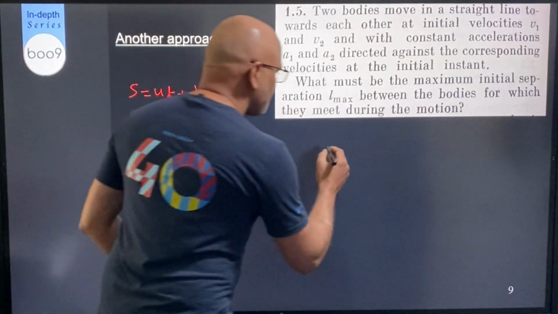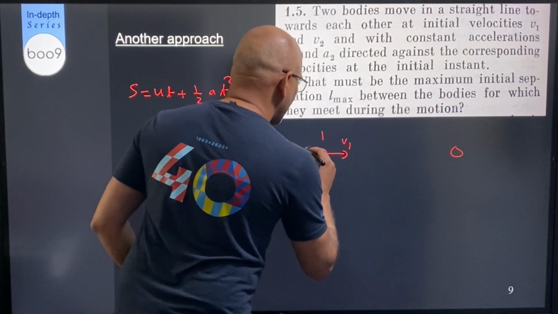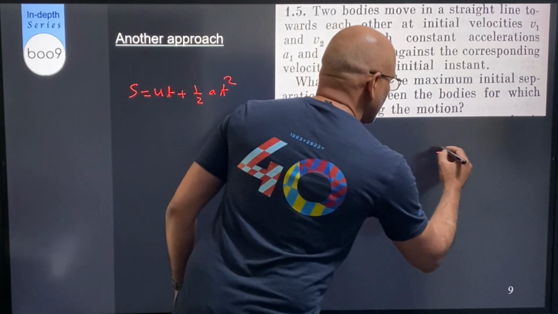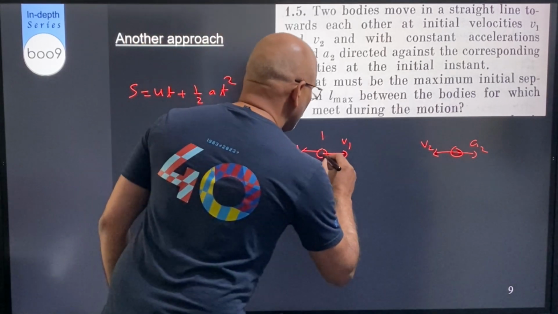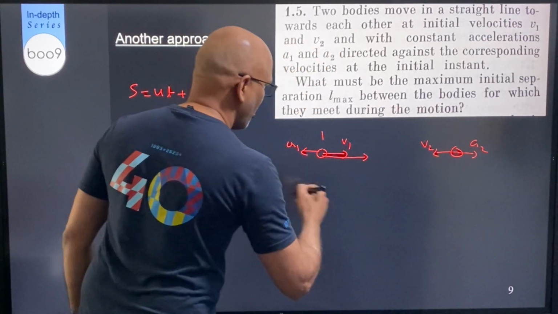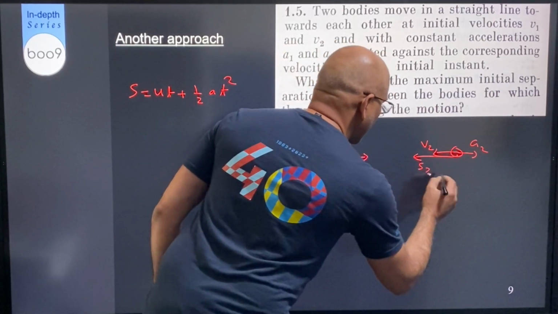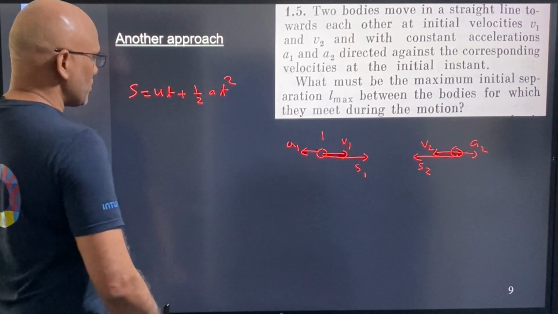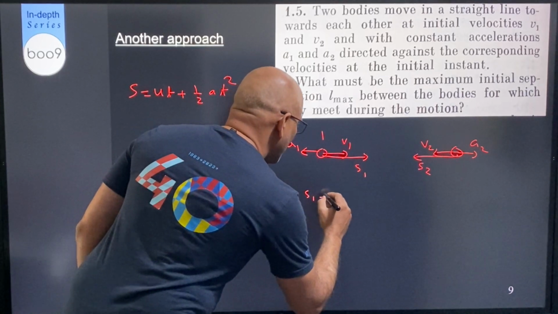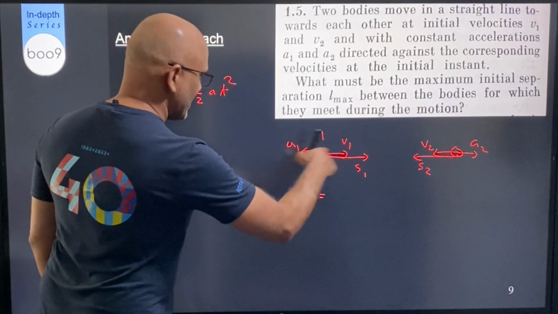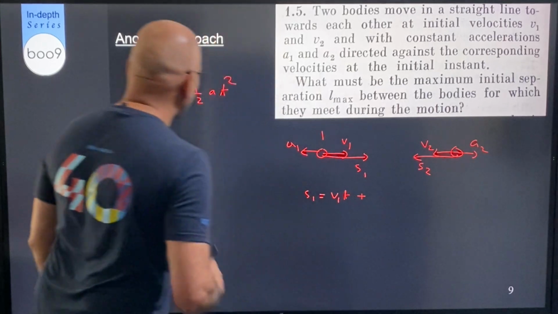So let's try to do that. This is a, b, this is 1, v1, and this is a1, this is v2, and this is a2. Let me call the displacement of 1 as s1 and the displacement of 2 as s2. Let me write down this equation for both. I'll do it here. S1 is equal to ut. v is in the same direction as s, so it is going to be v1 t plus half.